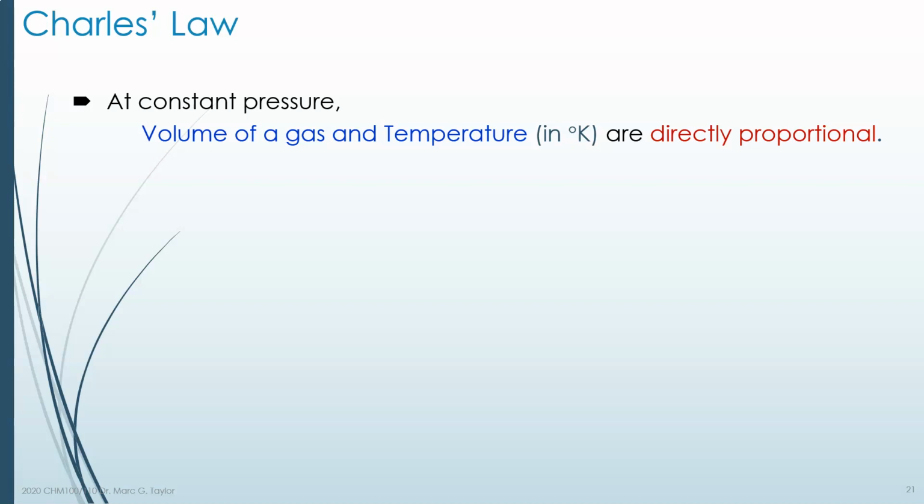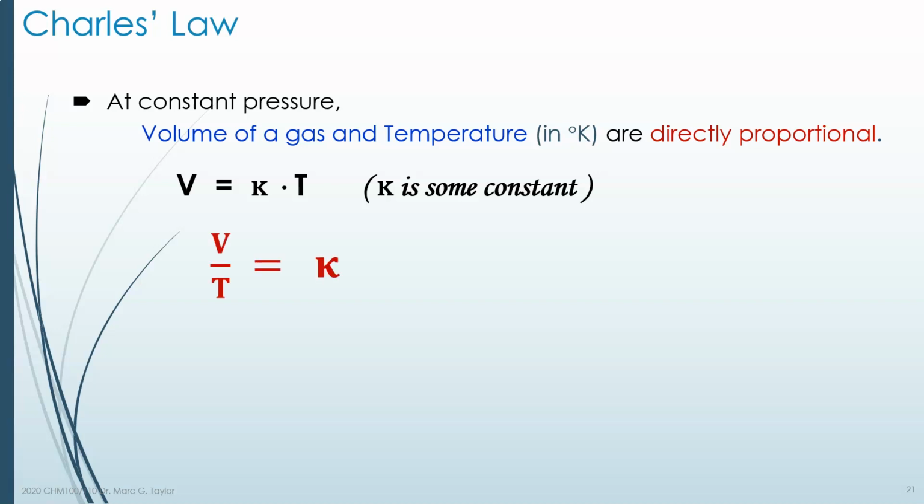Charles's Law deals with the relationship between gas volume and gas temperature, and what he found was that these two parameters are directly proportional to one another. Another way to say that mathematically would be that the volume equals some constant times the temperature. Another way to say that would be that the volume divided by temperature is constant. That ratio of volume to temperature is constant. And what that means is if one of these two values goes up, the other will go up. If one of these two values goes down, the other will go down.